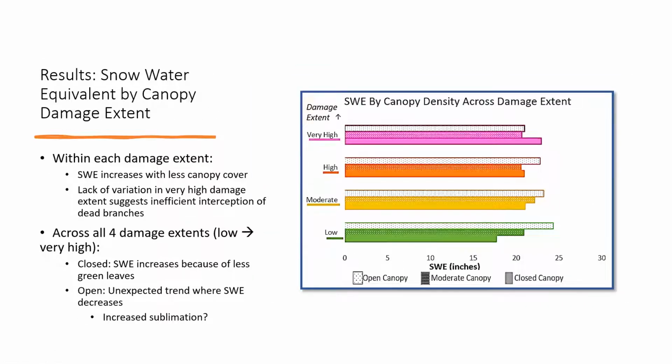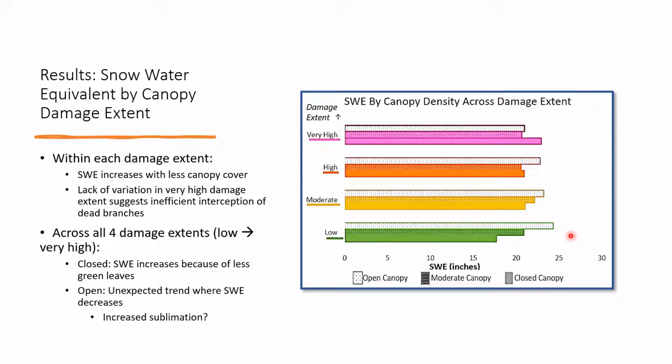So how does SWE compare across the different canopy damage classes? Well, when looking within each damage class, you'll notice that SWE increases with less canopy cover. This is what we would expect to find, since in these open stands, you have less trees available to intercept incoming snow.